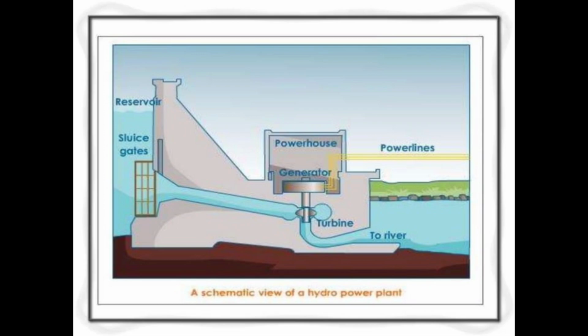So this is the schematic view of a hydro power plant. We can see the dam, and below the dam there are sluice gates. When we open these sluice gates, the water flows below the dam and goes through the turbine. That is, it rotates the turbine. The turbine is combined with the generator that generates power. That power is distributed to the various requirements.